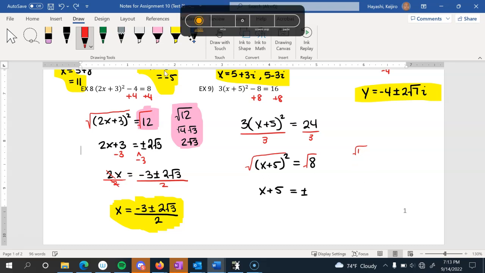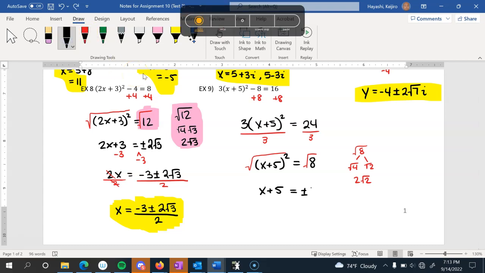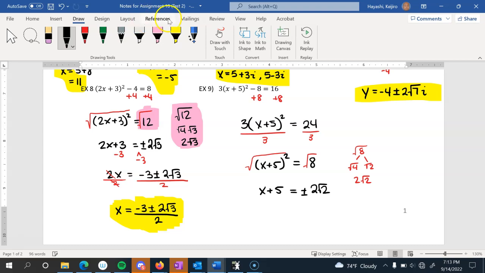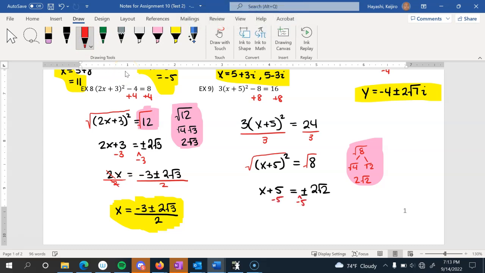Why did I write 12 if it's 8? Okay. Yeah, right, you can split it up into 4 and 2. So 2 square roots of 2. So plus or minus 2 square roots of 2, that's what we have on the right-hand side there. So x would equal -5 plus or minus 2 square root of 2. Just shove that -5 right in the front of that plus or minus there.